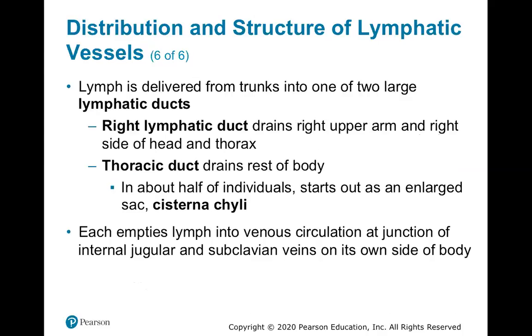So how is lymph delivered? Lymph is delivered from trunks into 1 or 2 large lymphatic ducts. There's the right lymphatic duct, which drains the right upper arm and right side of the head and thorax. The thoracic duct drains the rest of the body, and in about half of individuals starts out as an enlarged sac, the cisterna chyli.